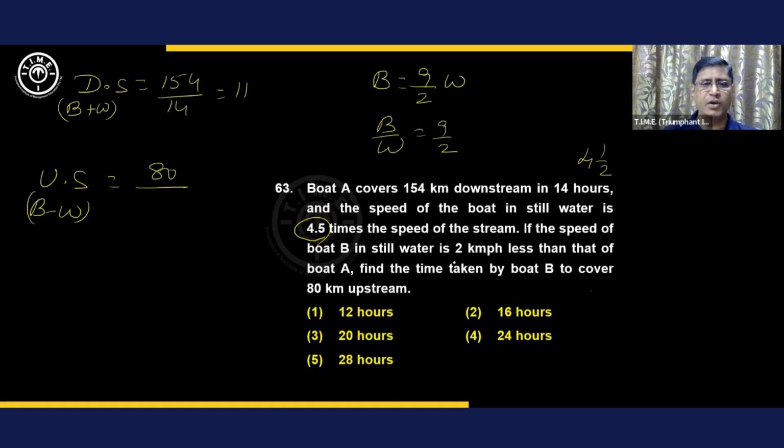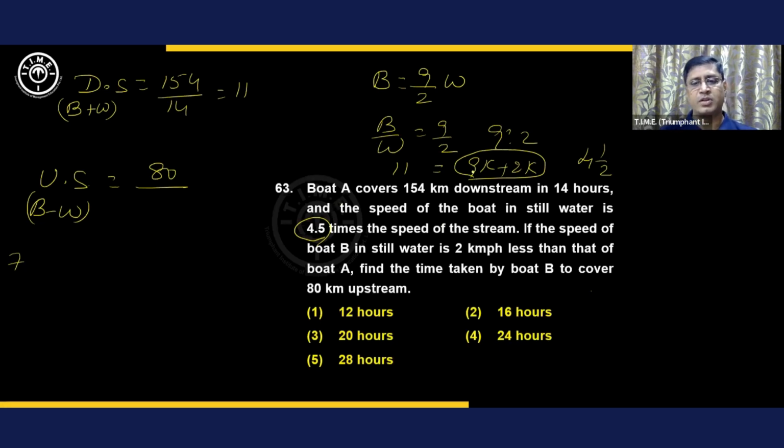My dear students, if we observe this carefully, 9:2 means 9K and 2K. 9K plus 2K is the downstream. That is 11K. 11K is equal to 11, which means K is equal to 1. When K is equal to 1, what about the B, the boat in still water? So it is 7K.